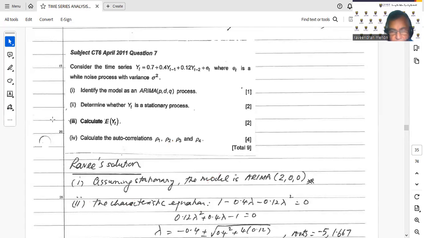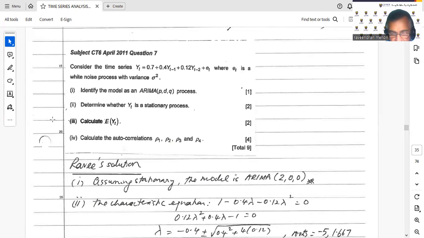This is CT6, an old exam, right? CT6 April 2011, question number 7. They're pretty similar though, right? So we can go a bit faster. You can work through them on your own, but never mind. Let me just breeze through it quickly.